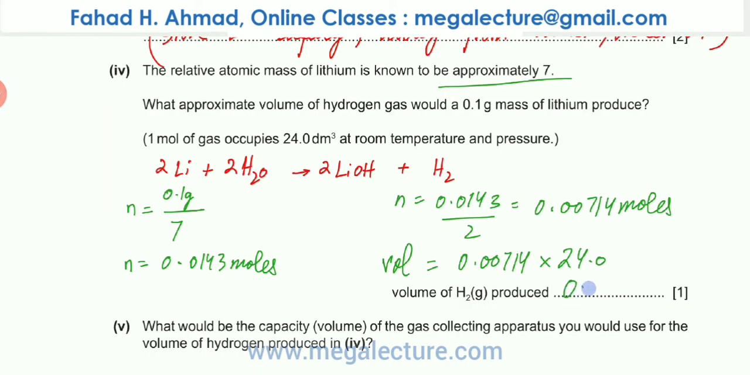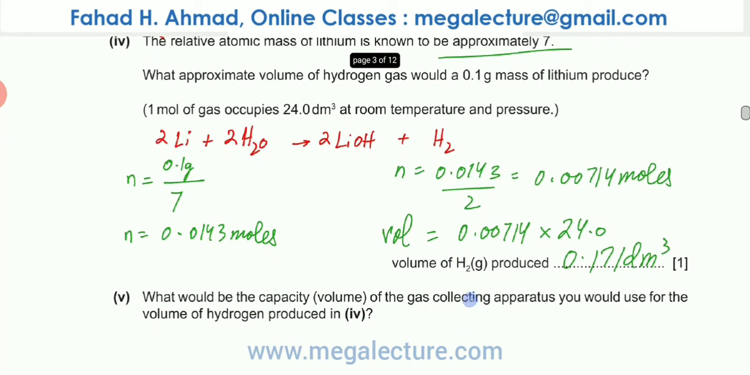So 0.171 dm³, or I don't think they've given you any units to calculate, so let's keep that in dm³. So that's the volume of H2 gas that's going to be produced. But since our apparatus is in cm³, let me also convert that into cm³, 171 cm³.